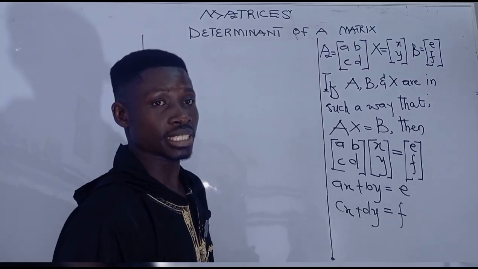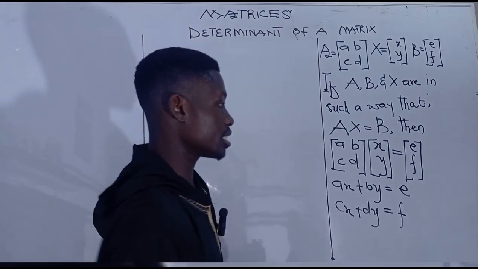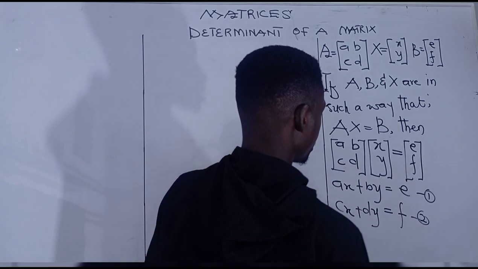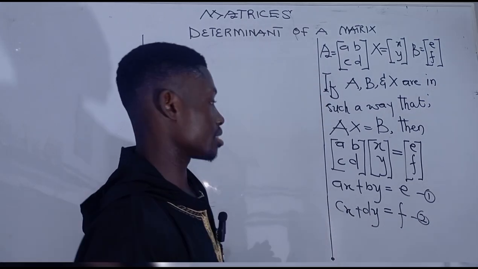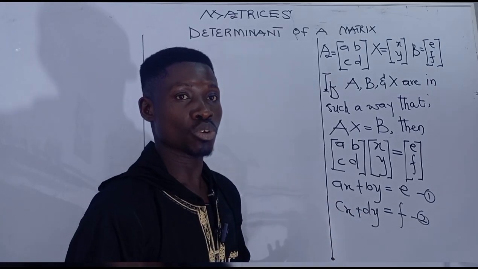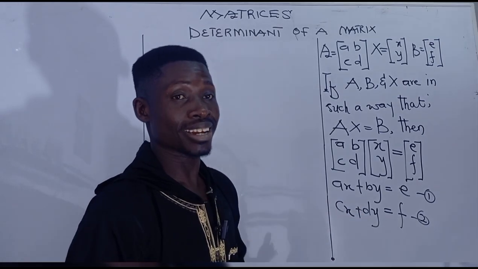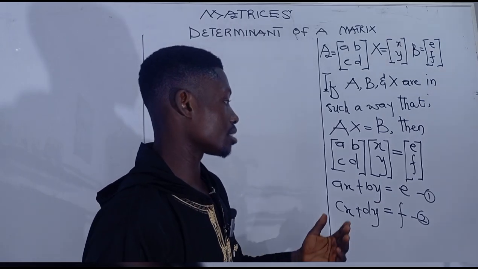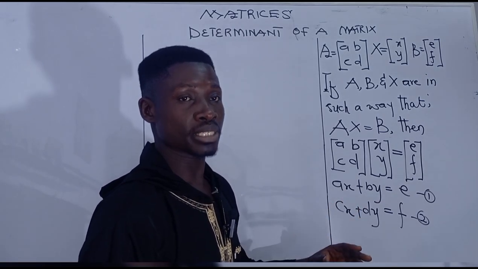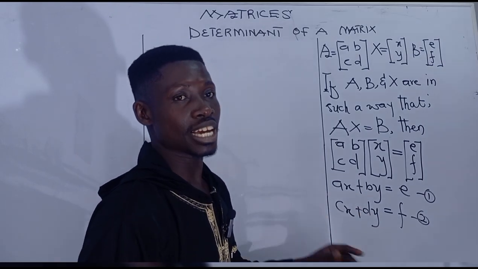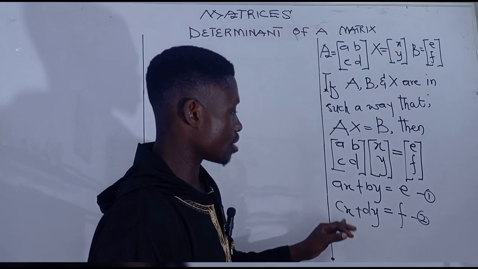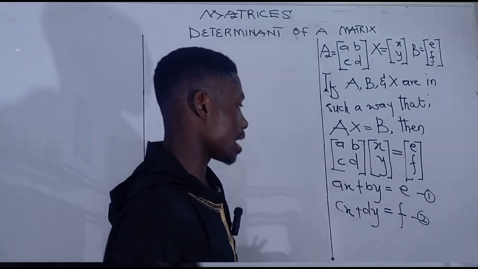At this point, realize that we have two simultaneous equations. Let's call this equation 1, and this equation 2. Since we have two simultaneous equations, we can solve for the values of x and y that satisfy them. We can use the elimination method to find x and y. So let's multiply equation 1 by C and equation 2 by A.